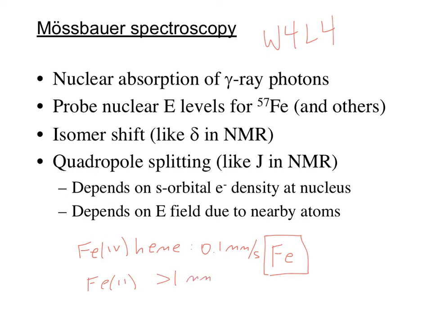A higher oxidation state of iron removes d electrons, it decreases the screening of s electron density, and gives a lower isomer shift. The units of that isomer shift are millimeters per second, and I'll explain that on the next slide. So that's the general feature of the technique. The next thing is the quadrupolar splitting, which is like J coupling in NMR. This also depends on the s orbital electron density and the electric field due to nearby atoms.